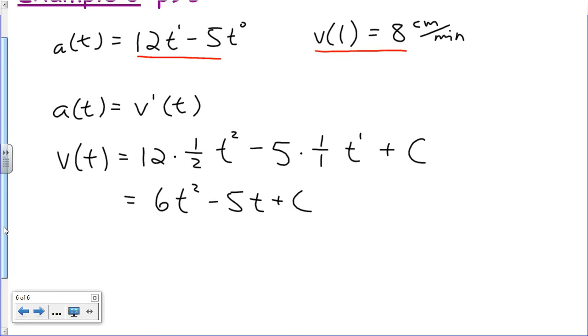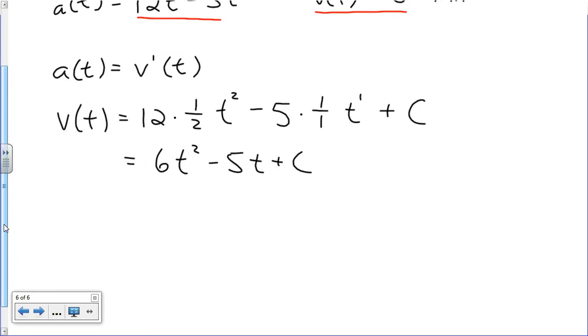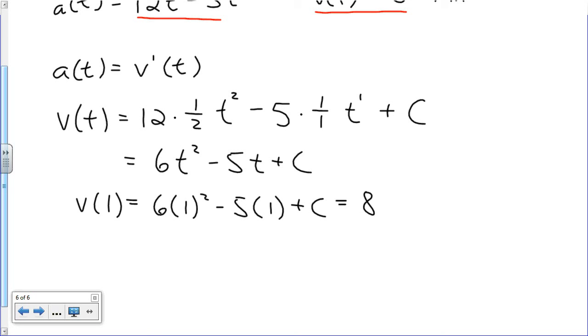So I can substitute that into this equation and solve for c. That is, v of 1 has to give me 8. When I plug in 1 into my velocity function, I'll have 6 times 1 squared minus 5 times 1 plus c, and that's supposed to give me a value of 8. So I have 6 minus 5 is 1, plus c is equal to 8, so that means c must be equal to 7.